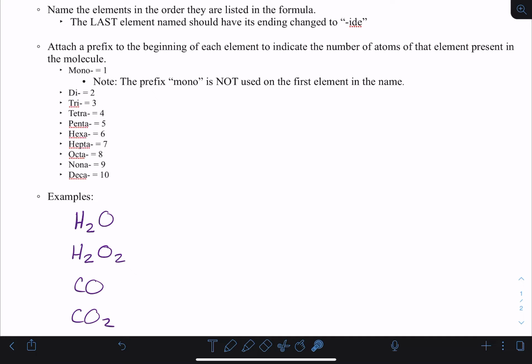So we have 2 hydrogen atoms. Remember that our subscript is always referring to the element before it. So the 2 is talking about how many hydrogens there are. So that means we're going to put the prefix di in front of hydrogen. So the systematic name for H2O is dihydrogen.